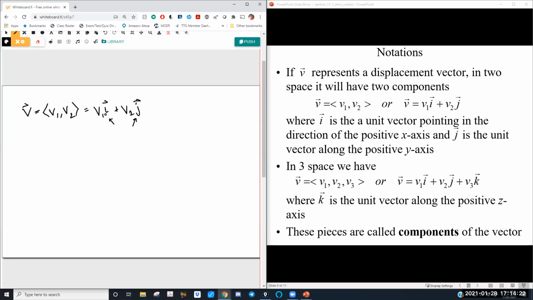they're unit vectors. i is a unit vector in the positive horizontal direction. j is a unit vector in the positive vertical direction. So if we had axes, i would be in this direction, j would be in this direction. All right.